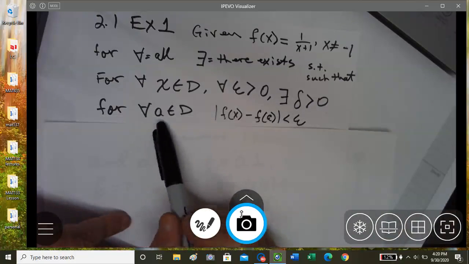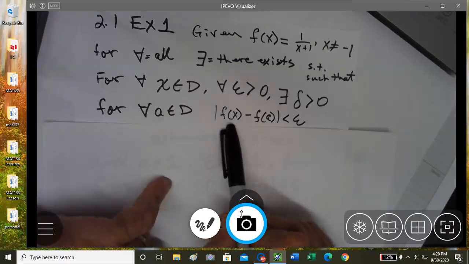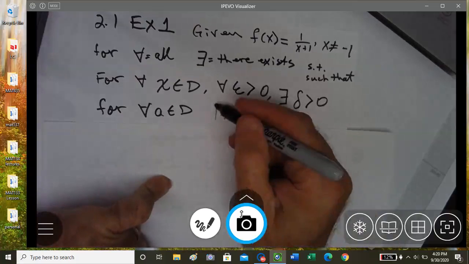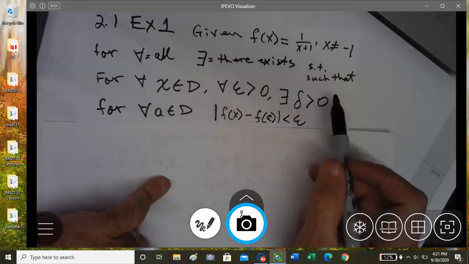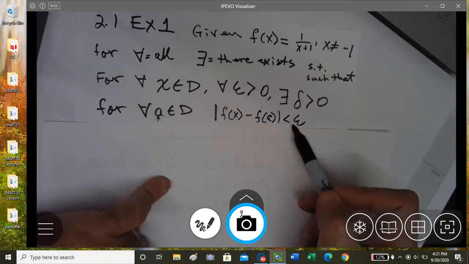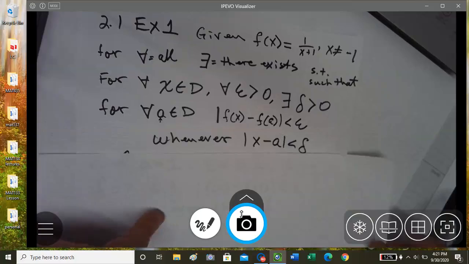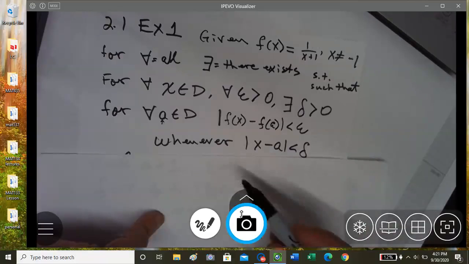For all some number a that's an element in our domain, we're saying that the absolute value of our function f(x) minus f(a), which is the same number here, is less than epsilon, whenever |x minus some number a| is less than delta.